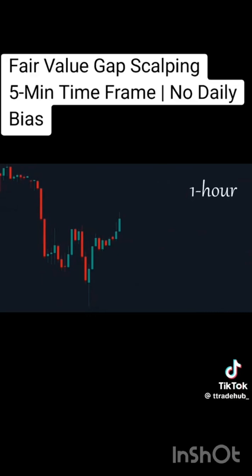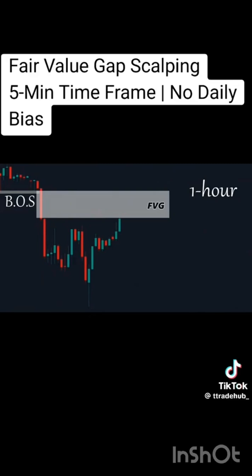Both conditions on this chart are confirmed: a fair value gap with noticeable imbalance that resulted in a break of structure. Now, in your opinion, if we enter the trade in the 5-minute time frame, which direction do you think the price will move towards?